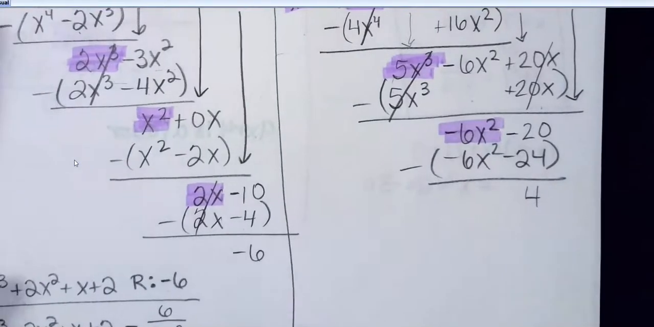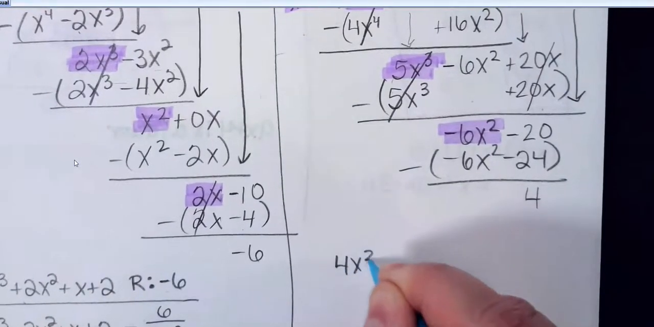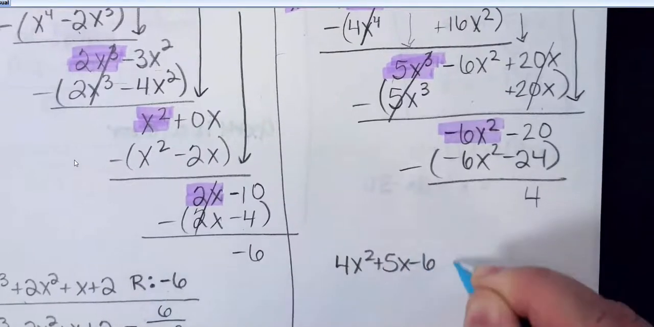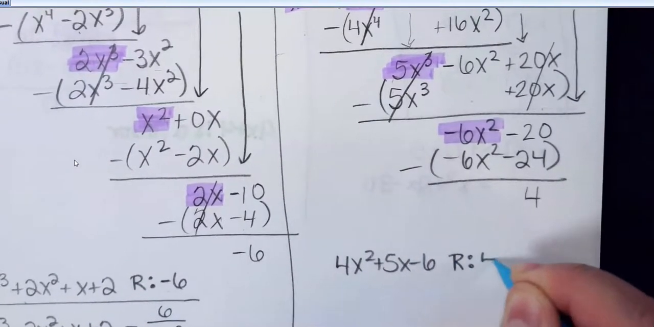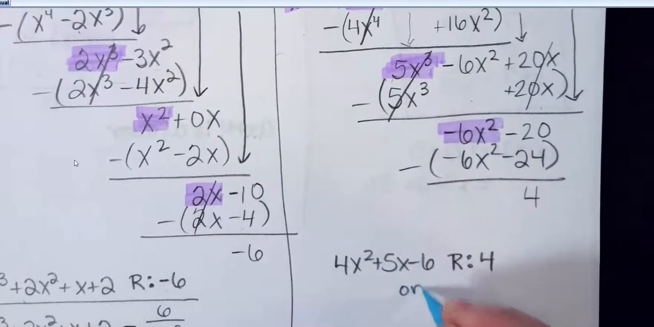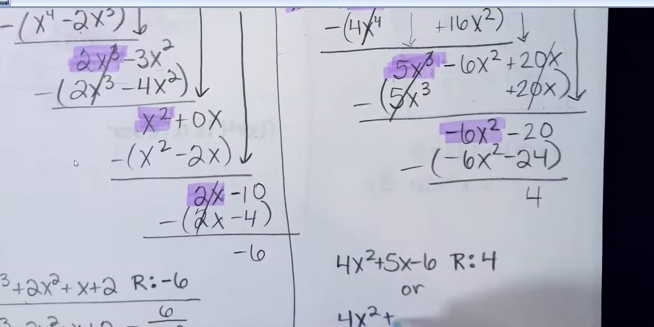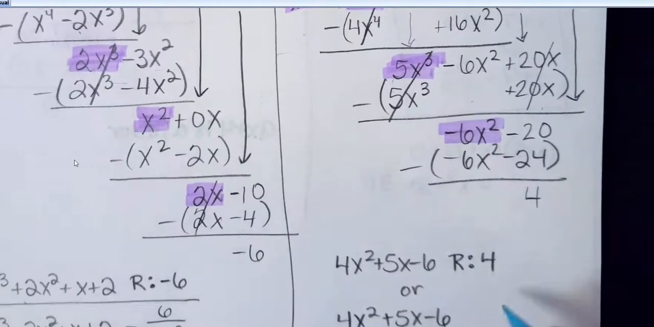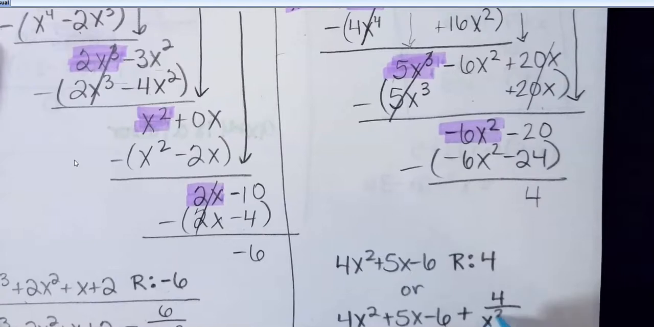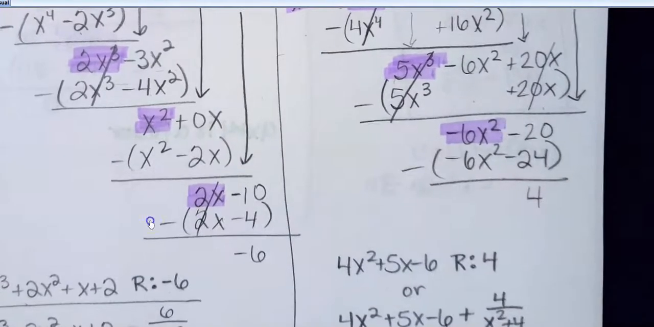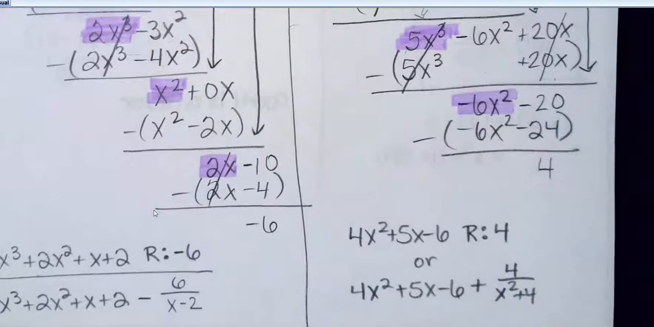Okay, so 2 ways to write the answer. I could write 4x squared plus 5x minus 6, and then I could indicate remainder 4. Or if I do that other format where I don't write out the remainder, since it's positive 4, I just write plus 4 over the x squared plus 4, which doesn't divide into that, but it's just the remainder over the divisor. If the remainder ends up being a negative, you would just put subtraction here. If it ends up being a positive, you just put a plus here. Those are two different ways to write that.